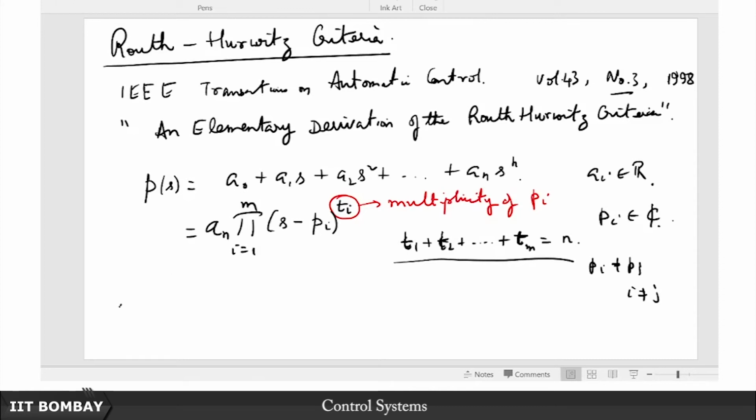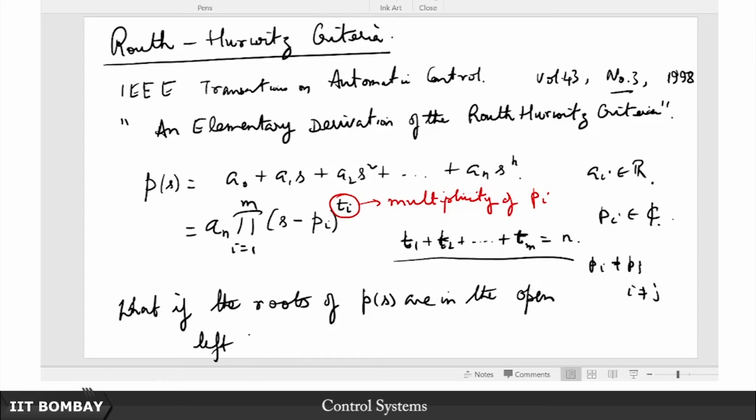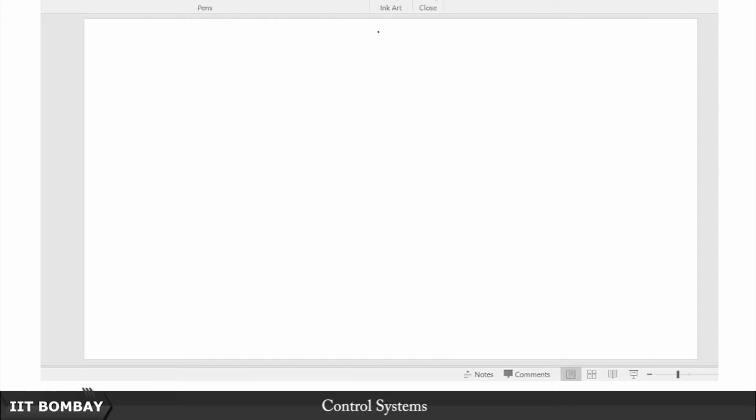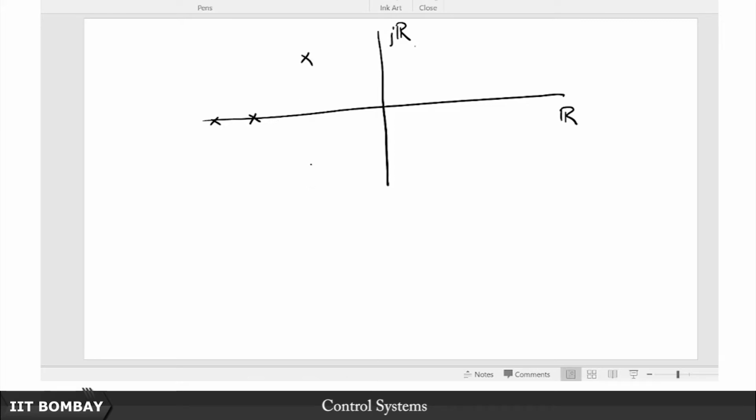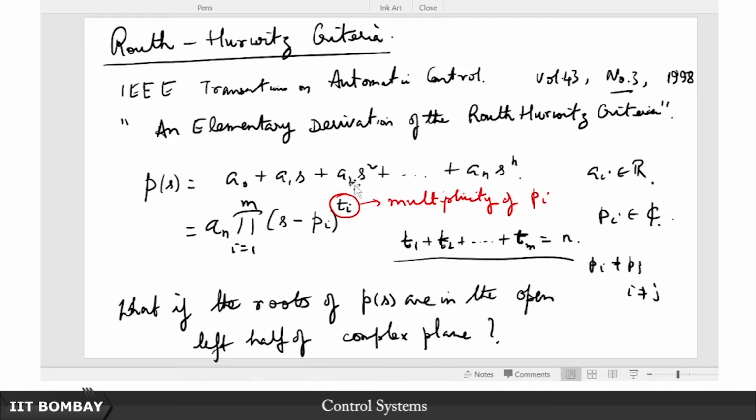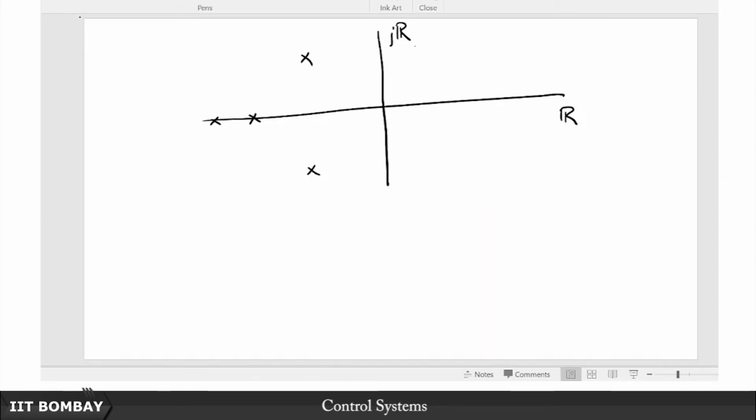So, let us ask ourselves the question, what if the poles, or rather the roots of P(s), are in the open left half of the complex plane? What can we deduce? And here is the profound observation. So, draw this complex plane like so. Let us say this is the real line, this is the imaginary axis. Now, you can have complex roots which are real, or they could appear in complex conjugates. Remember, if the coefficients are real, then complex poles must appear as conjugates. That is also another result that by now you must be familiar with.